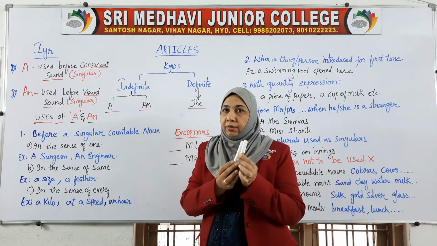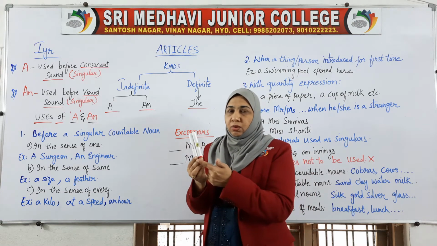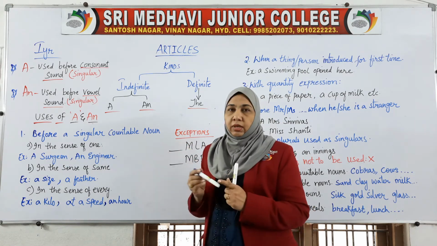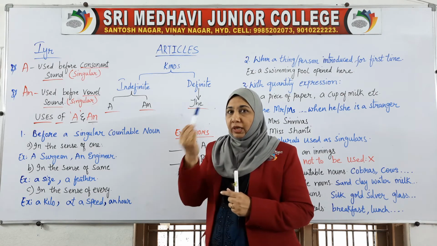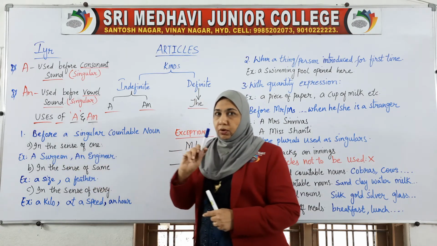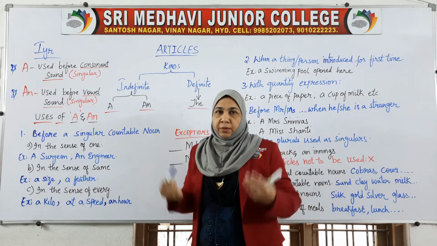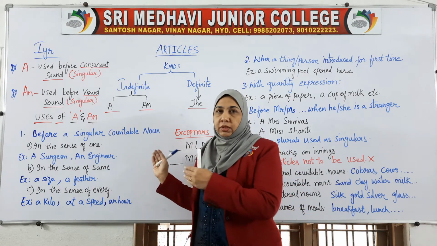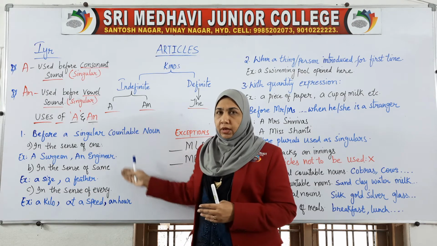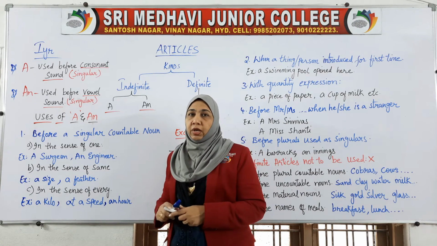We cannot say a two pens. Obviously you can understand this is a weird sentence. So we can use a pen. This is a singular countable noun, which we can count, in the sense of one, only one. A surgeon, an engineer, a doctor, a physiotherapist, a teacher, an architect. Many professions are there when you are talking only about a singular countable noun.